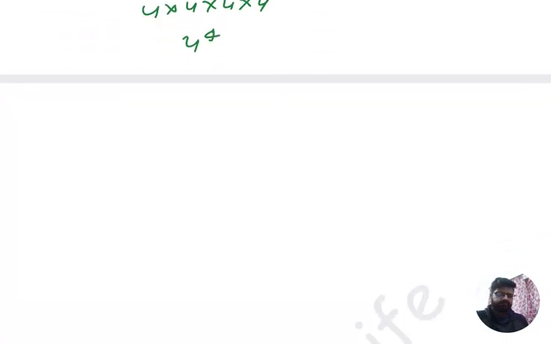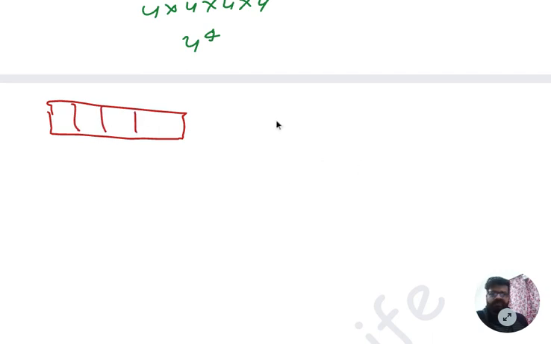Now come to the next point. Suppose these 4 chairs, 1, 2, 3 and 4, and there are 4 candidates A, B, C and D. In this case, if I allot this seat to a candidate, then repetition is not allowed. Means if this seat is allotted to a candidate, then the remaining seats cannot be allotted to that candidate, because he or she has already got his or her seat.